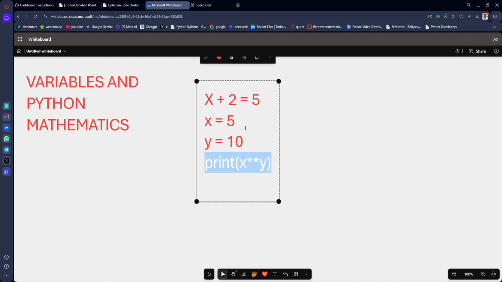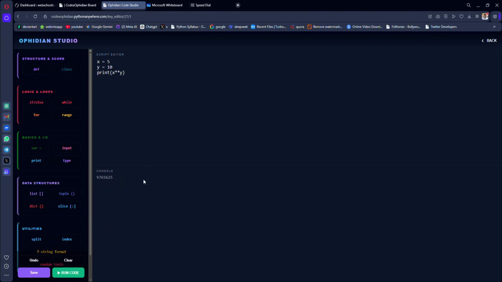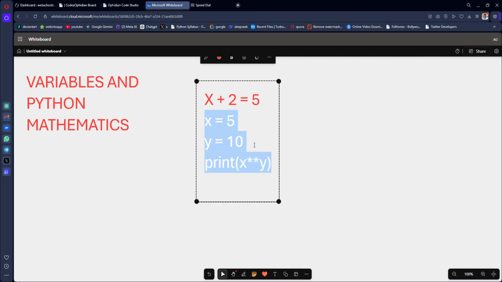Let's look at that in our code studio. I know code studio sounds like Coke Studio, but hey, not Coke Studio. Okay, so let's run this code. Oh, it gave us the answer. That is whatever x is raised to the power of whatever y is. 5 raised to the power 10, I guess. That's a lot, and that's a huge number. That's beautiful. All right, so that's one part of mathematics that we've looked at.